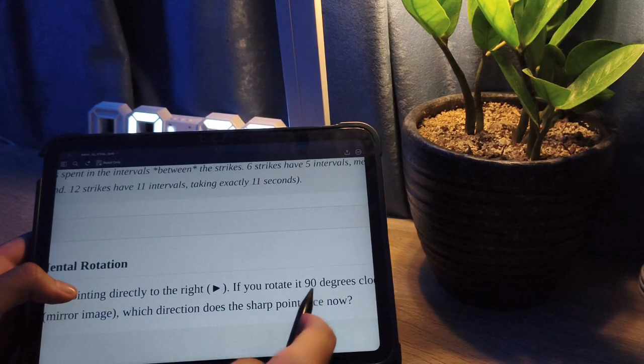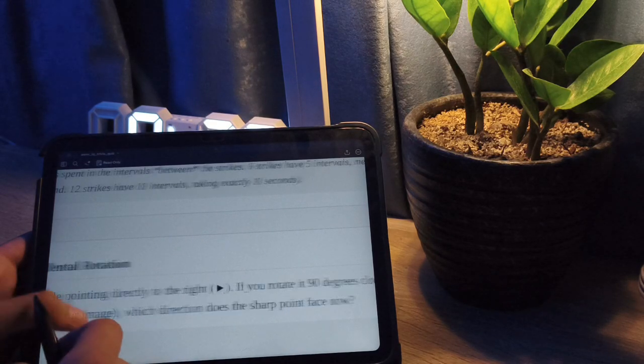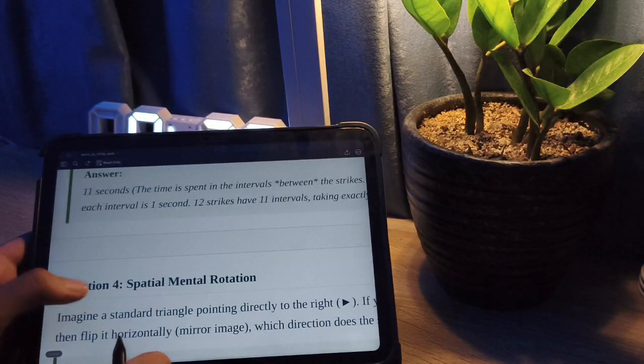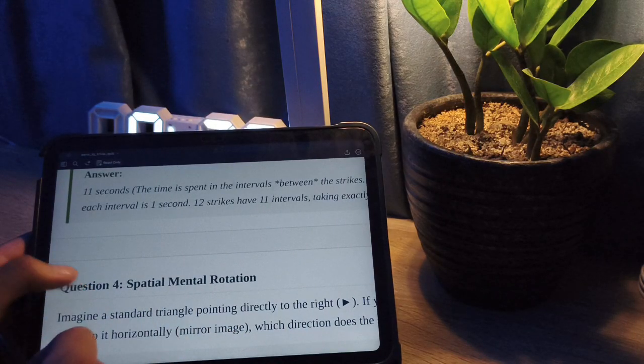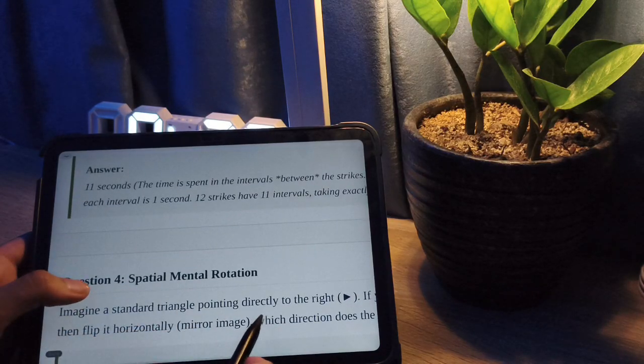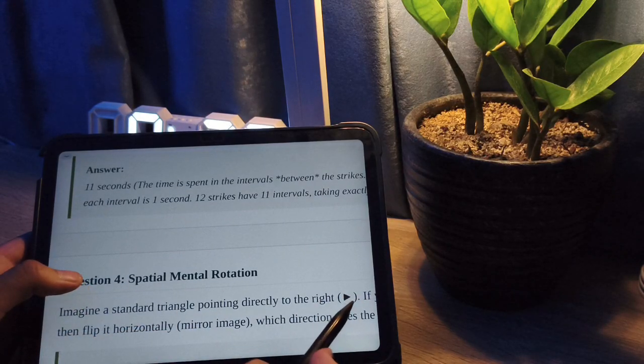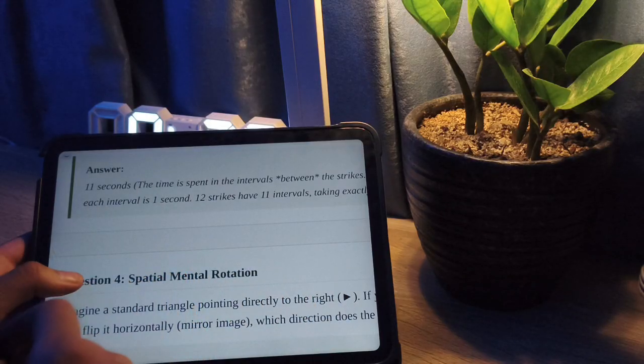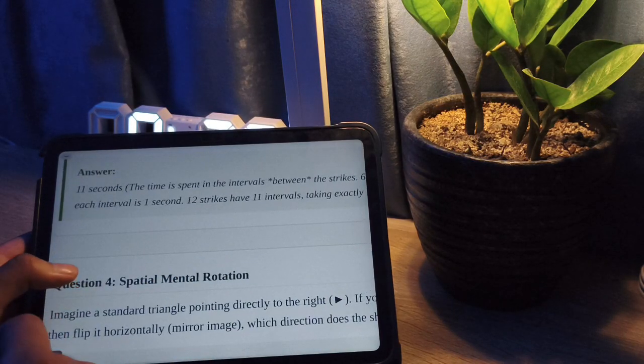If you rotate it 90 degrees and then you flip it horizontally like a mirror image, what do you think the sharp end of this triangle will be in which direction? Think.